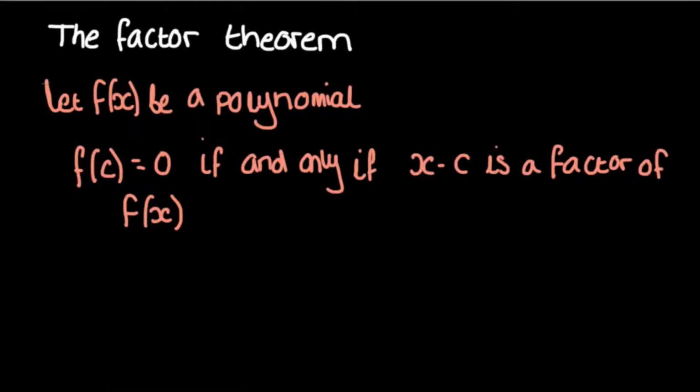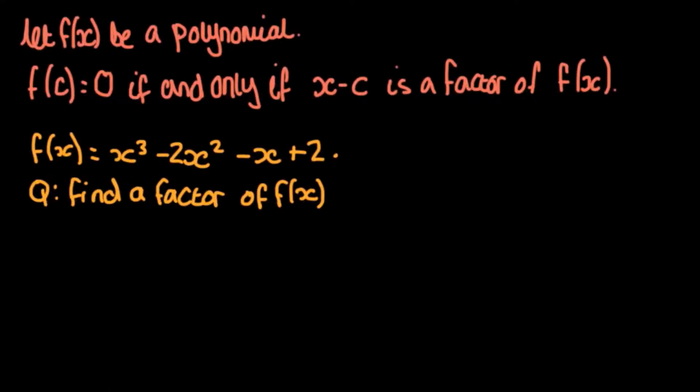Let's get into an example. Alright, so the question we're going to be looking at is, we have this polynomial f of x, which is equal to x cubed minus 2x squared minus x plus 2, and the question is to find a factor of f of x. So using the factor theorem, we know that x minus c is a factor of f of x if f of c equals 0. So what we can actually do is see if we can find a c that we can plug into this that will make it 0, and then that will end up being a factor of f of x.